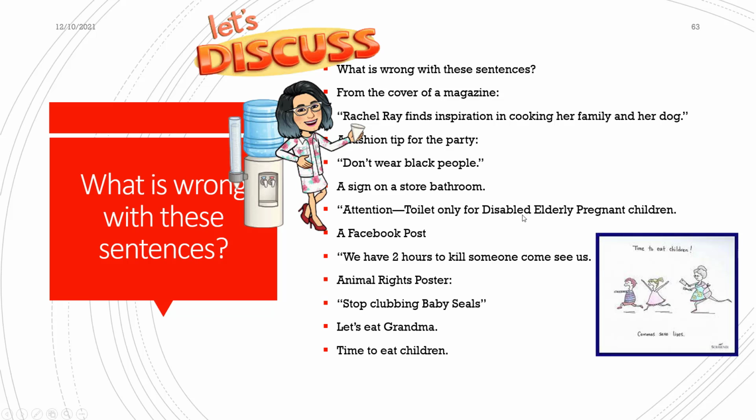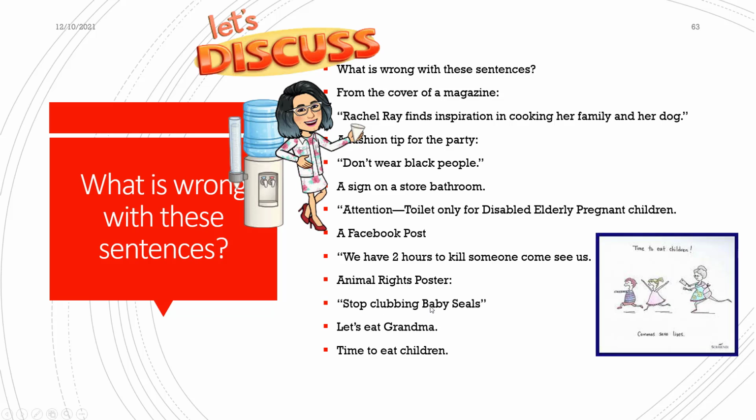So if we use a comma in a list, toilets only for disabled, comma, elderly, comma, pregnant, comma, children. Okay, so if you put a comma in there, then all of these words are no longer adjectives for children. We have 2 hours to kill someone comes to see us. No, we have 2 hours to kill, comma, someone come to see us.